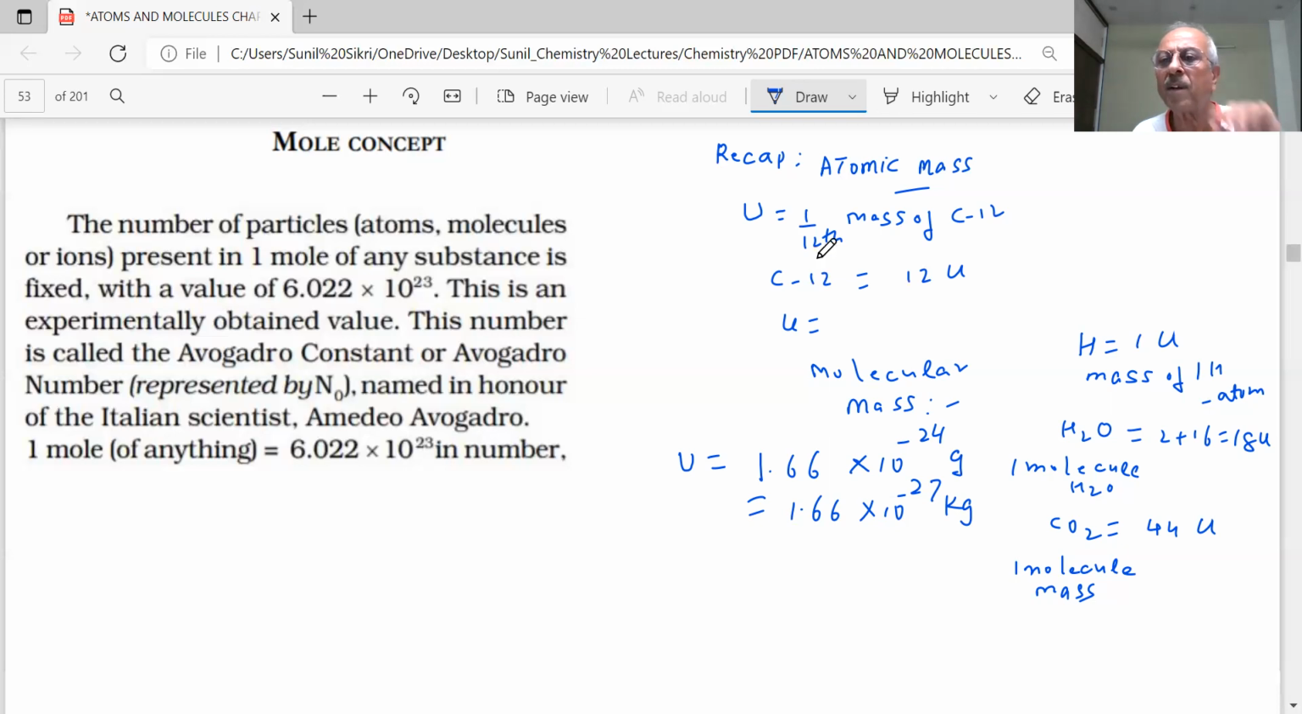Is it a convenient number for us? Can we use this? No, sir. Do I have anything to weigh such a small thing? This number is not convenient at all because the value is very, very small. If I say carbon dioxide is 44U, it means 44 into 1.66 into 10 minus 24 grams. This is again a very small number. So what do we do in chemistry now?